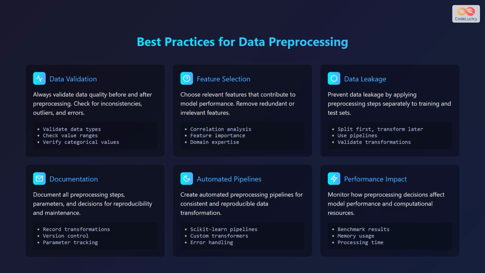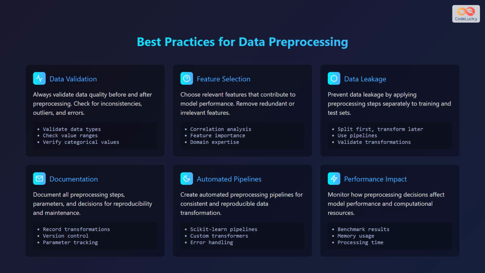Secondly, feature selection. Choose relevant features that contribute to model performance. Remove redundant or irrelevant features. Examples of feature selection are correlation analysis, feature importance, and domain expertise.